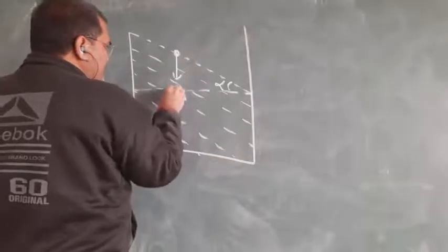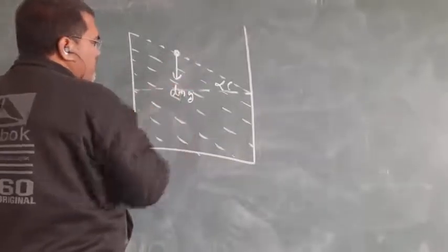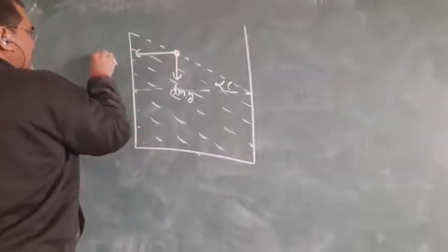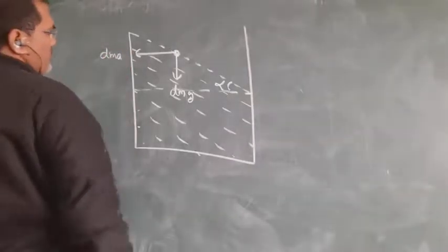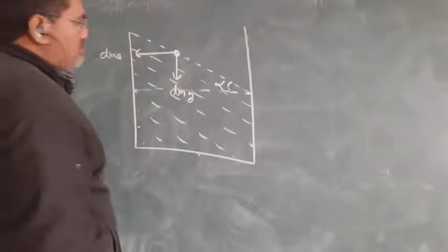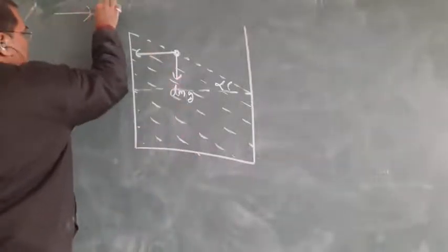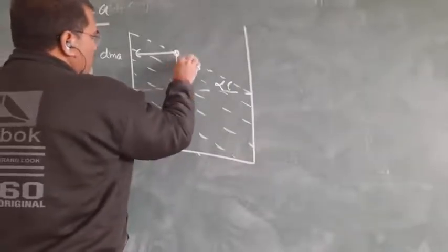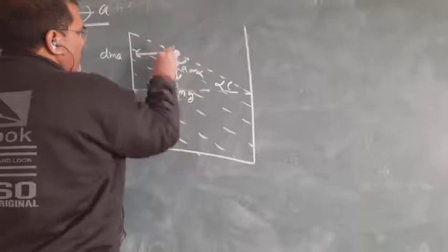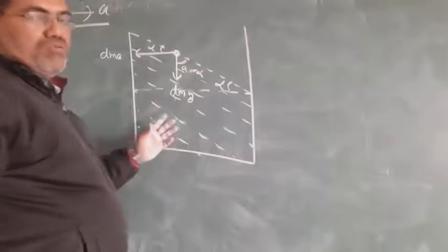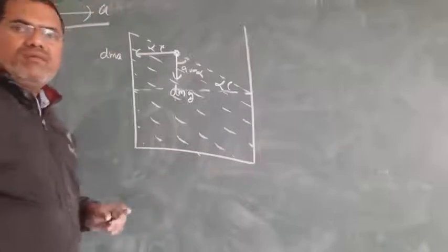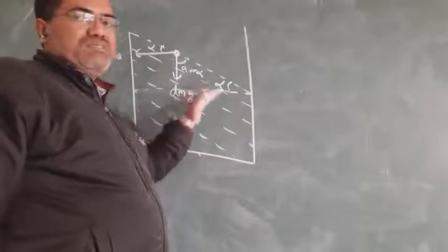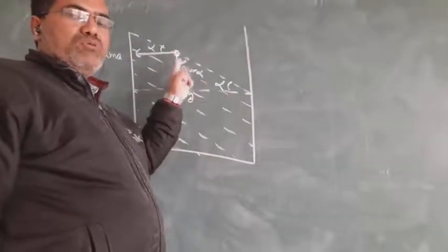This is dm g, the weight of the particle, and this is dm a, the pseudo force, because the acceleration is in this direction. So this is alpha, this would be 90 minus alpha, and this would be alpha. As we know, for an observer in the container, along the surface, the net force on the particle is 0.